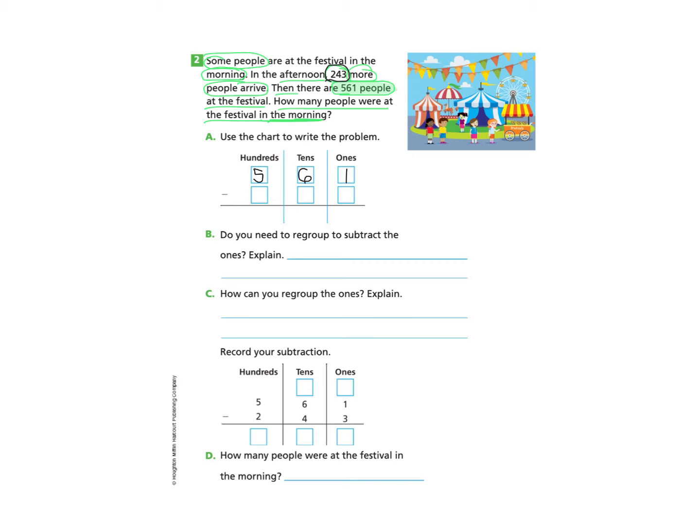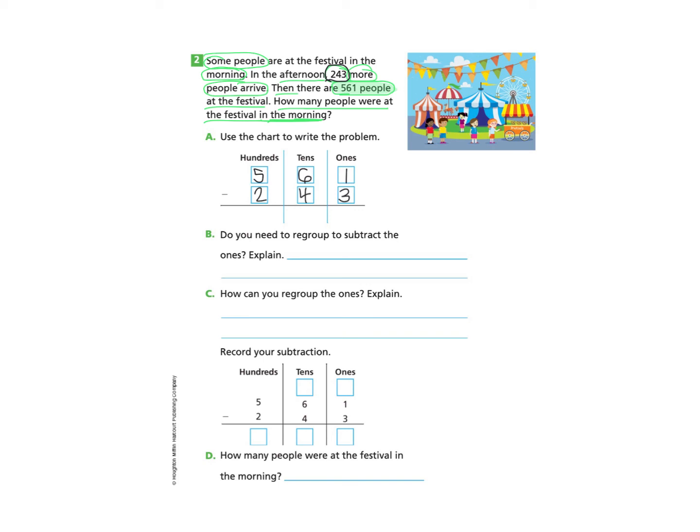So we can go ahead and write in 243 that arrived, and they were adding to the morning people. So we want to find the morning people. We need to take away that afternoon people, which would be this 243. Okay, great. Now let's look at part B.